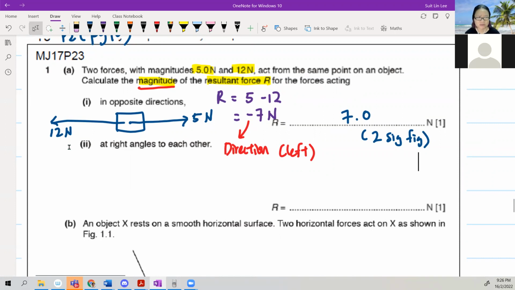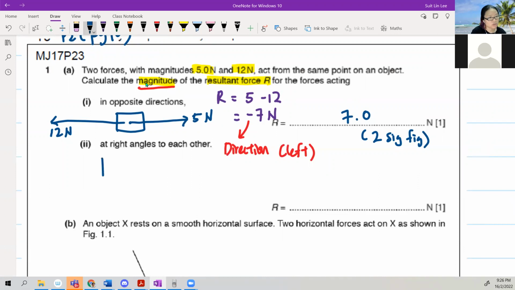So does it matter whether you take 5 minus 12 or 12 minus 5? No. The negative sign merely shows a direction. And they only want the magnitude because a vector has both magnitude and direction. They're only asking for the magnitude. So it's 7.